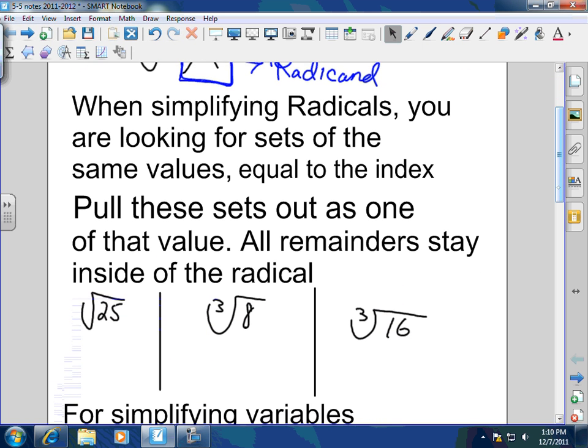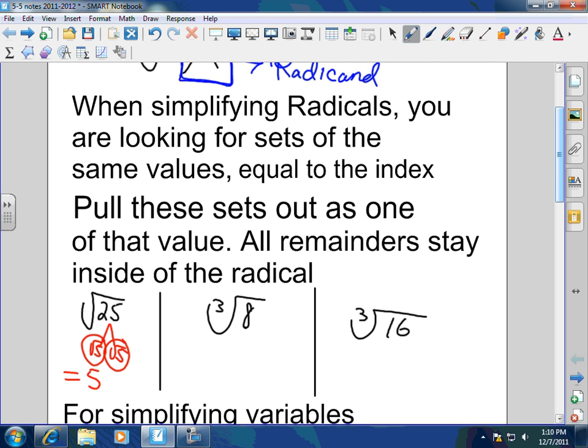Based on what I just said here, this is the square root of 25. We all know that it's 5, but let me explain really why. Doesn't this break down into the square root of 5 times the square root of 5? Don't I have 2 of the same value? So I pull every pair in this case out as 1. So the square root of 25 is 5.